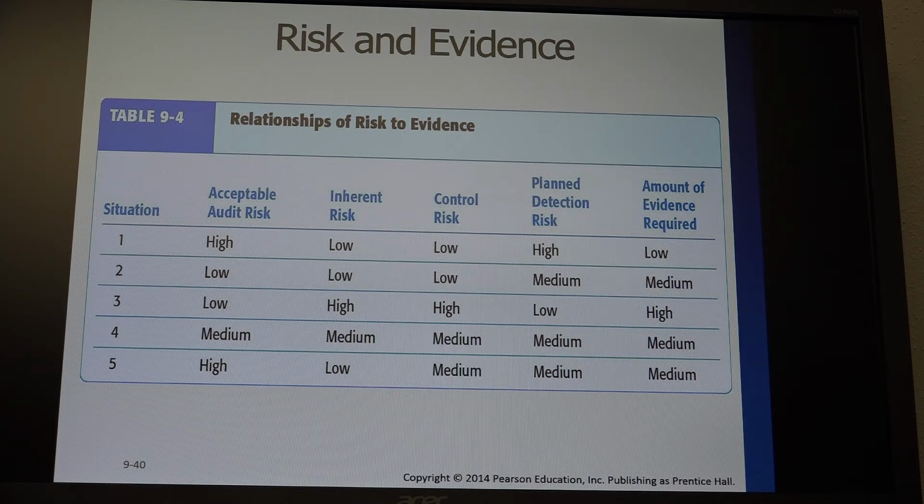And then last but not least is 5. Acceptable audit risk is high. So that's good. Inherent risk is low. That's good. Control risk is medium, meaning their internal controls for this particular situation are probably not optimal. Because of that, planned detection risk is medium. So in this case, they've decided to go with a medium amount of evidence being required. So that's just kind of an idea of the situations you might run into in particular segments.